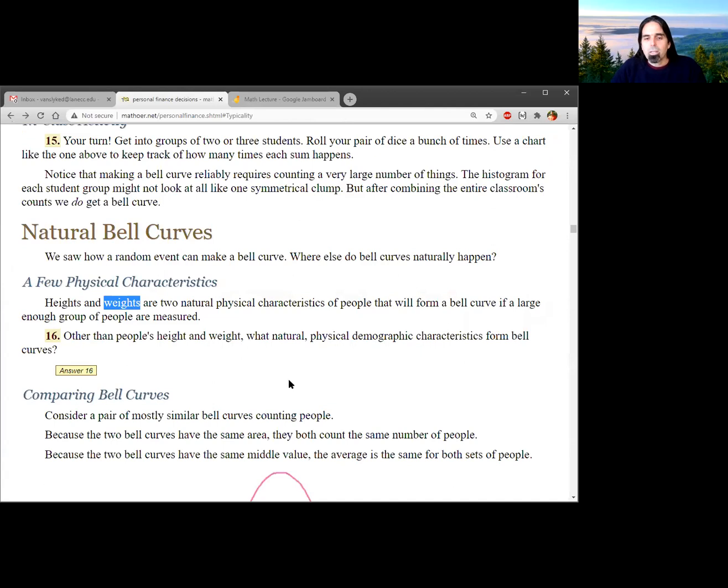Other than height and weight, what natural, physical, demographic characteristics form bell curves? And I'm not going to click on this, but sometime after the lecture, click on this and see if you guess right. There aren't very many that actually do.